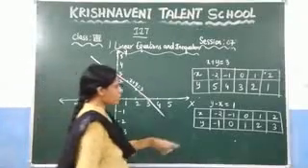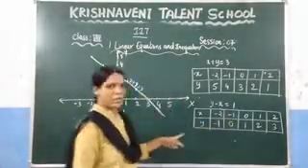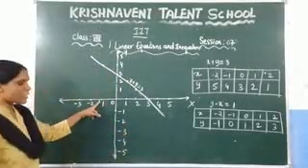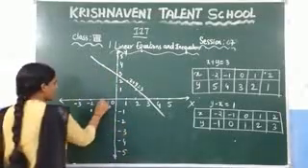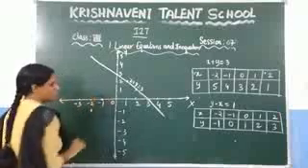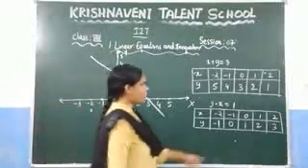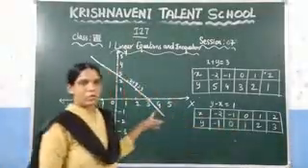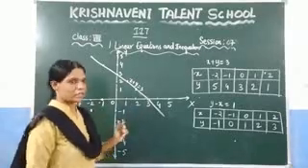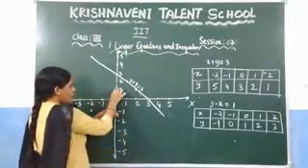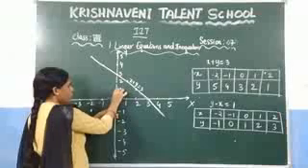And after that -1, 0. -1, 0 is nothing but this is -1 and this is 0. So here this is the point we need to consider. And after that 0, 1. 0 on the x-axis, 1 on the y-axis. So here 0 and 1. This is the intersection point.